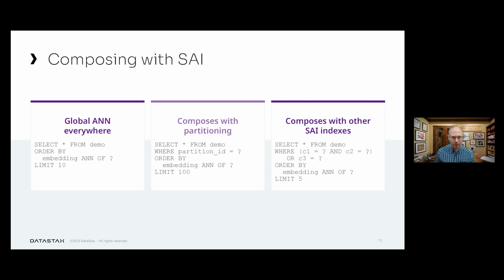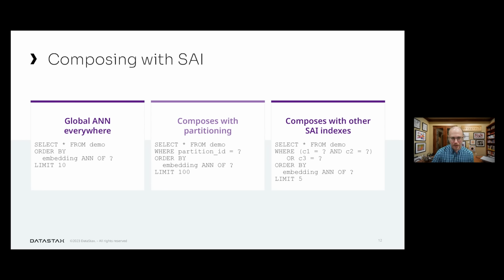So putting those together, we have a vector index that's part of our SAI implementation. And so you can do a simple "give me the closest vectors anywhere in the table." That's this first code fragment here, where I'm not specifying any other predicates. I'm just saying, give me the closest vectors. So here's the syntax for that.